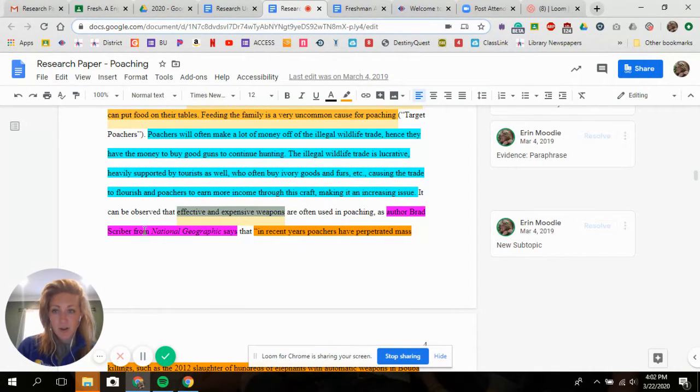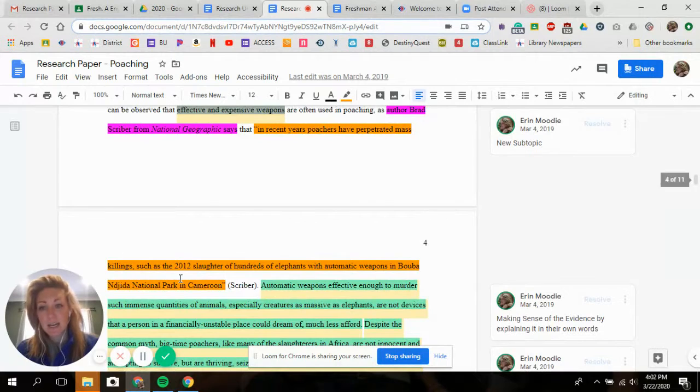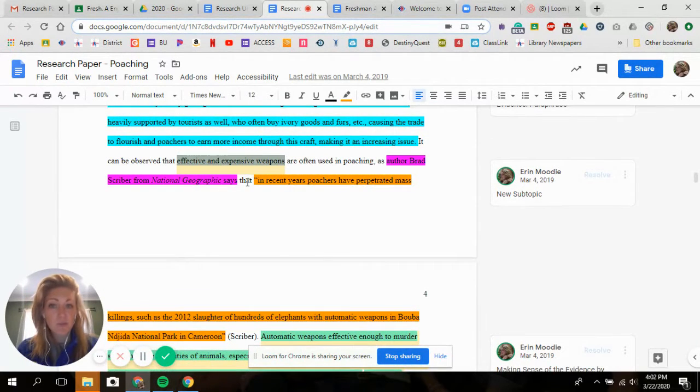So it says, as author Brad Schreiber from National Geographic says that in recent years, poachers have perpetuated mass killings, and so on. So do you see here that there's no comma because it isn't necessarily a speaker tag? Instead, with the direct quote, it becomes a complete sentence. Okay, so that's another example of it. And this was at the bottom of page 3.